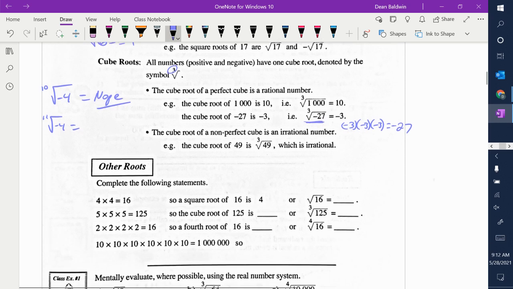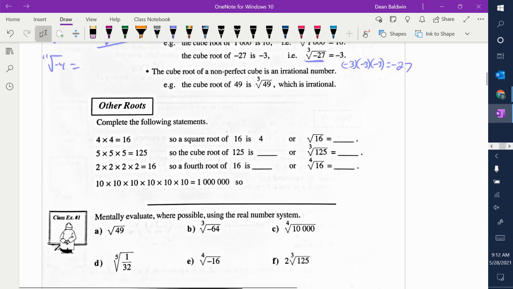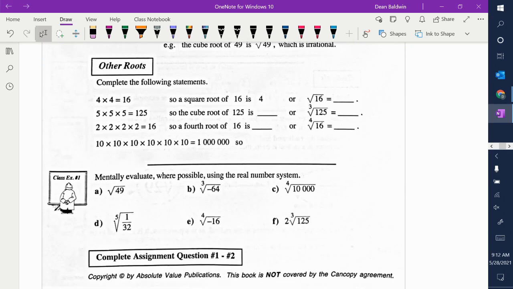All right, so let's just look at these ones here. Without a calculator, what's the square root of 49? 7.